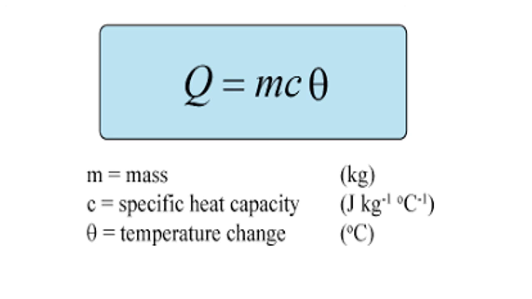In order to find the quantity of heat flow in an object, we can use the following equation. Q, the quantity of heat, equals m c theta. Here m is the mass of the object, c is the specific heat capacity of the object, and theta is the temperature change.